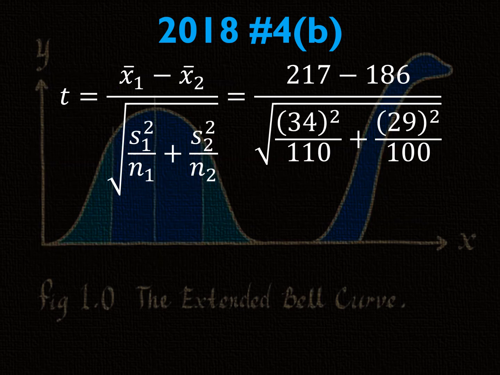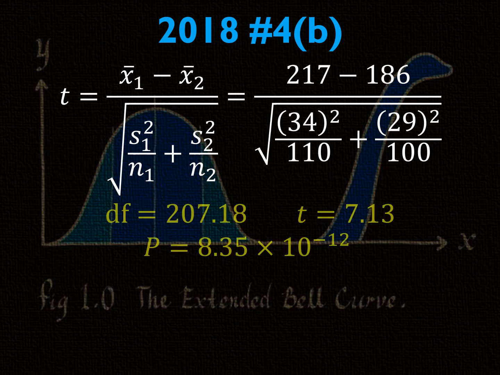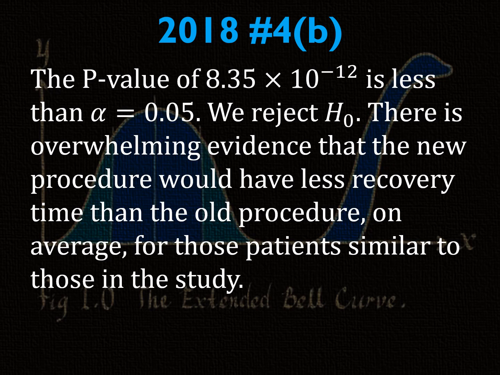So here's the value of t. t is equal to x bar 1 minus x bar 2 over the square root of s1 squared over n1 plus s2 squared over n2. Plug those numbers in, and they're all given to you. Comes out to a t statistic of 7.13 for 207.18 degrees of freedom. Don't forget the df. And the p-value is something very, very small, 8.35 times 10 to the negative 12th. So that's much less than 0.05. You reject the null in favor of the alternative.